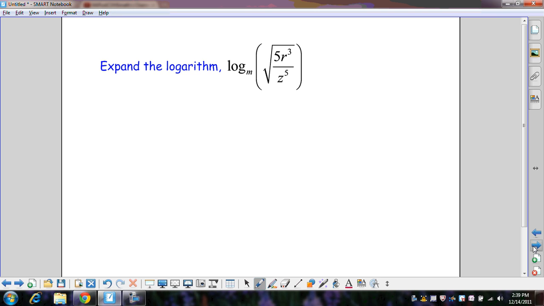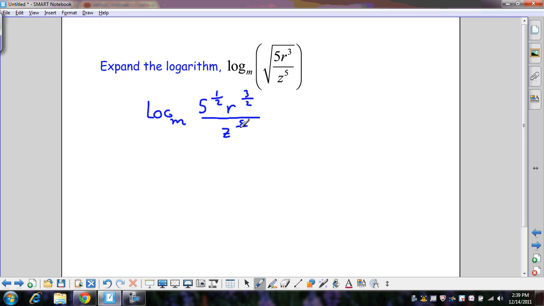In this example, I'm going to expand log base m of the square root of 5r cubed over z to the fifth. So this is quite a bit more difficult than the one we saw on the previous slide. So the first thing I'm going to do is get this out of what we call radical form and create rational exponents. So in order to do that, I'm going to take my radical and think of it as a 1/2 power.